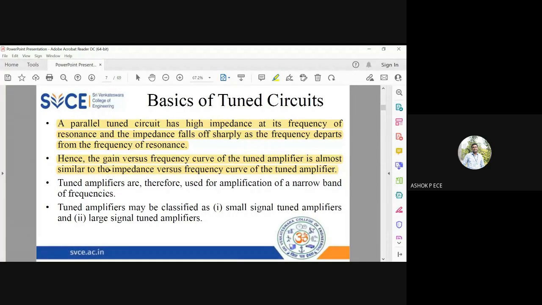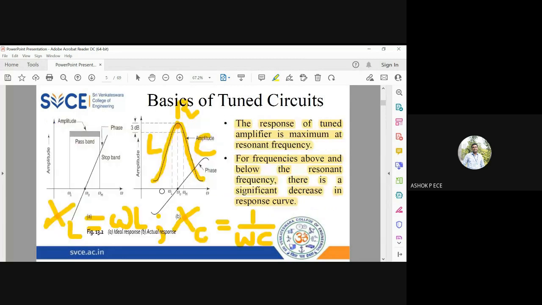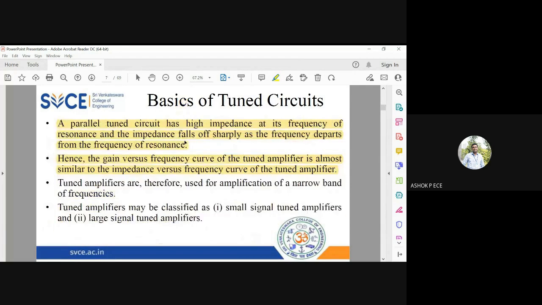It is impedance everywhere except at the resonant frequency, where it becomes resistance. In the y-axis we plot impedance and in the x-axis we plot frequency, and you get the same graph as we got here. So the frequency response graph and the impedance response graph are almost similar for tuned amplifiers. Tuned amplifiers can amplify only a very narrow band of frequencies. The classification is small signal tuned amplifiers and large signal tuned amplifiers.